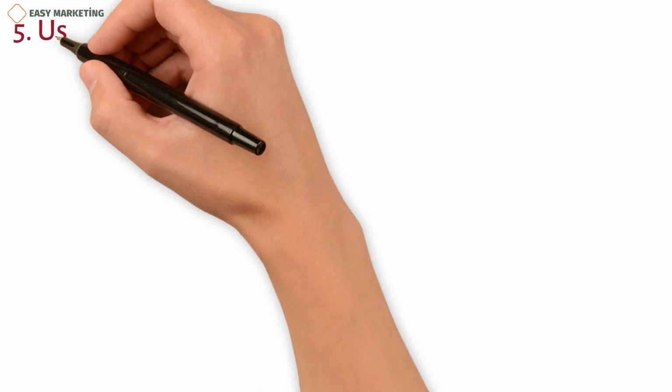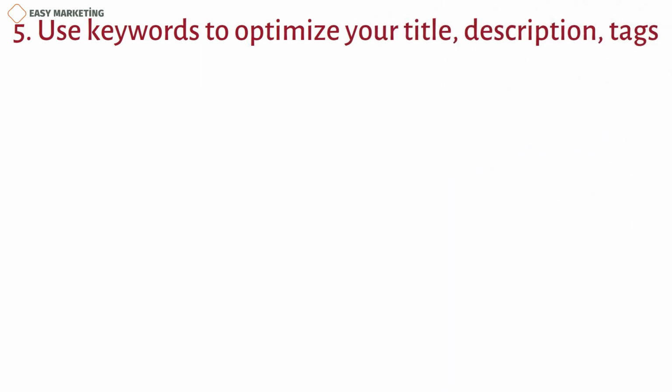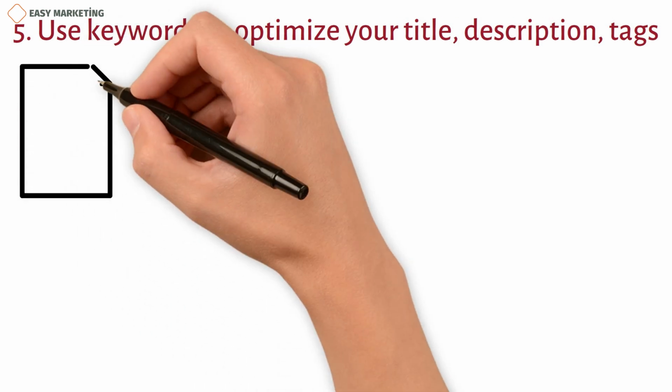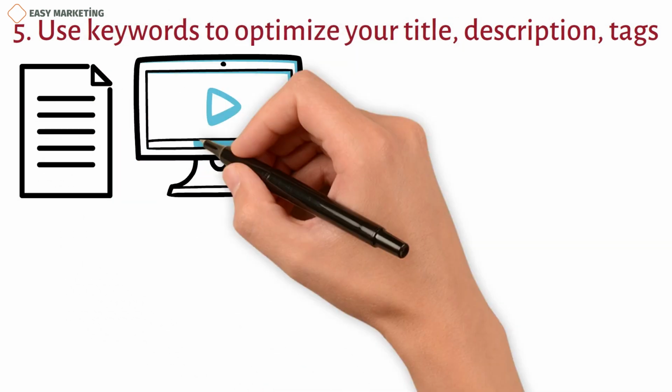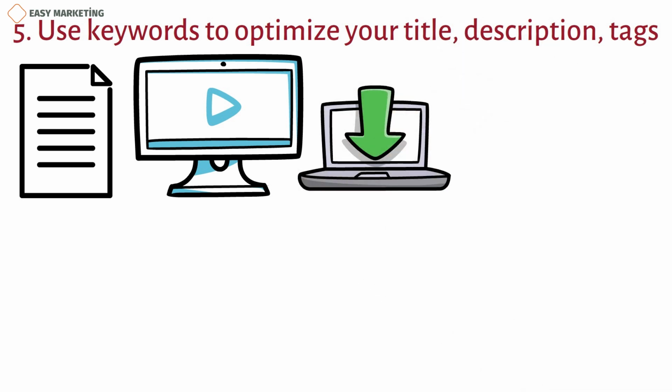5. Use keywords to optimize your title, description, and tags. Once you've picked a good term, you need to make sure that all of the text around your video is optimized for that term. For example, if you upload a video about how to put on makeup, make sure to optimize the title, description, and tags for the word makeup tutorial.